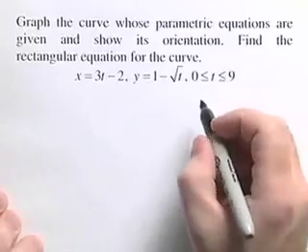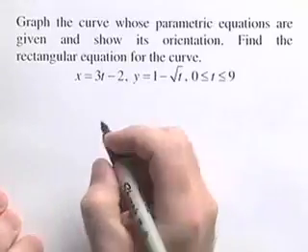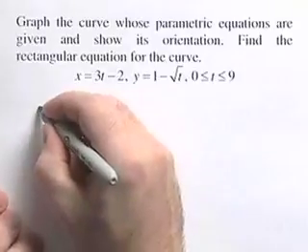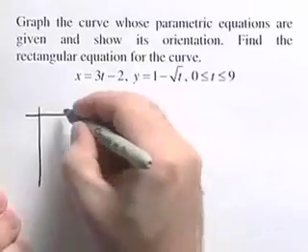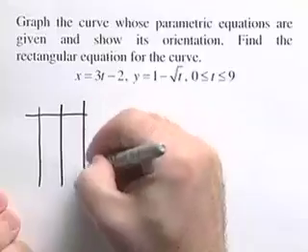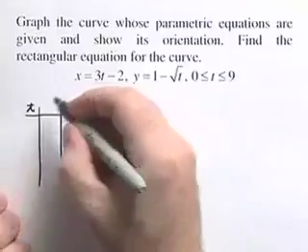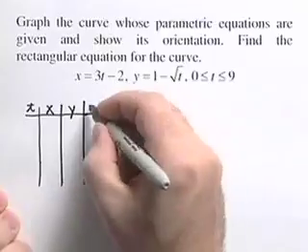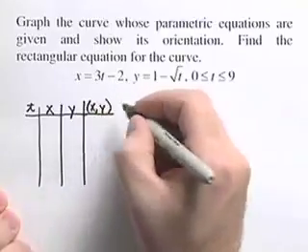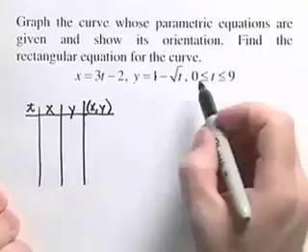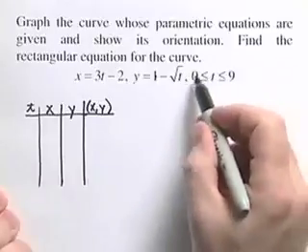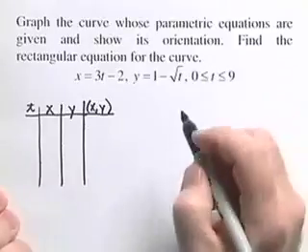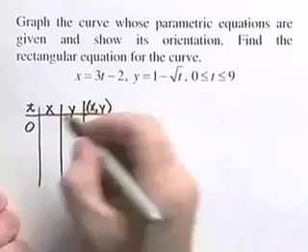To plot the graph, we would need to make a table of values. We're going to go ahead and just set up a little table here. Values for t, and then it'll give us values for x and y. And then we'll be able to get a point x comma y from that. We're going to pick some values for t, keeping in mind our restriction here that t has got to be between 0 and 9. So we'll let t equal 0.